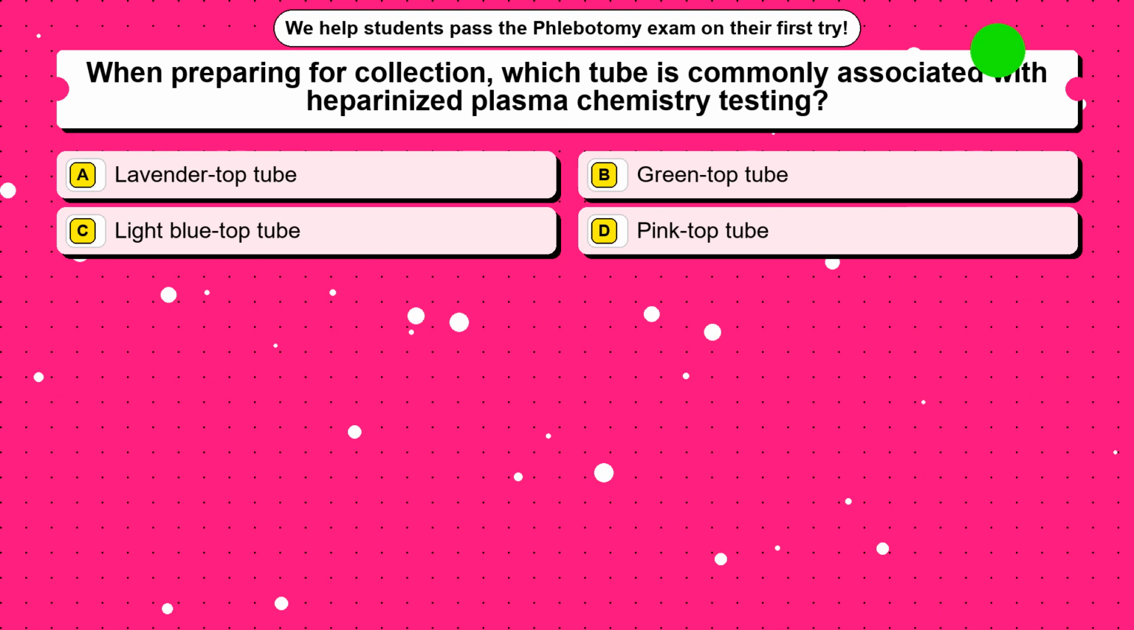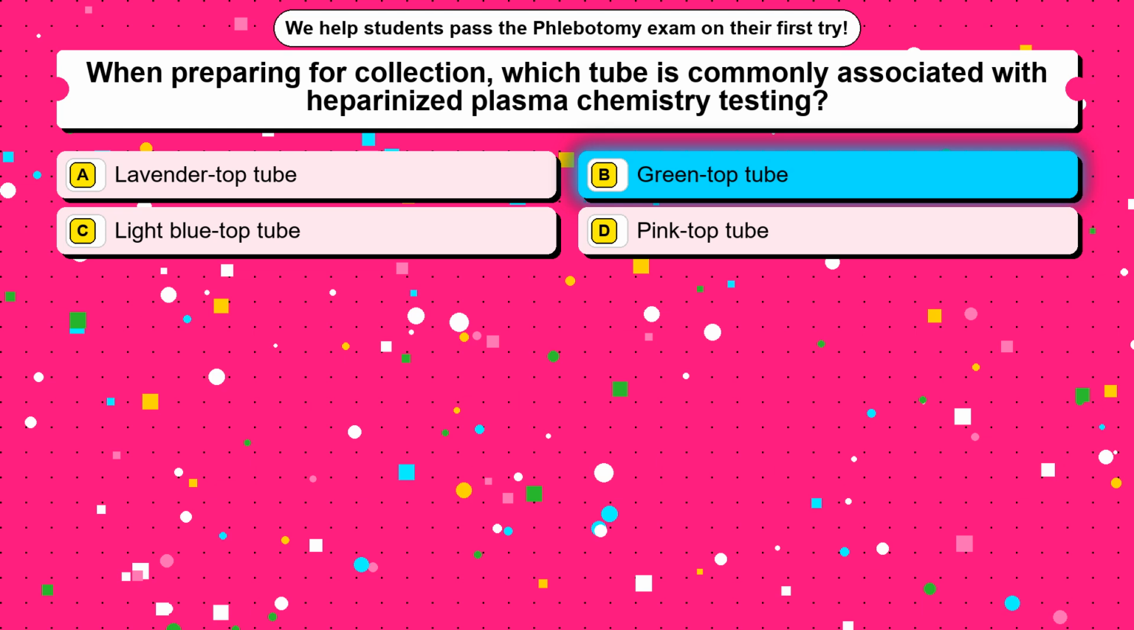Question 29. When preparing for collection, which tube is commonly associated with heparinized plasma chemistry testing? Option A, lavender top tube. Option B, green top tube. Option C, light blue top tube. Option D, pink top tube. The correct answer is option B.